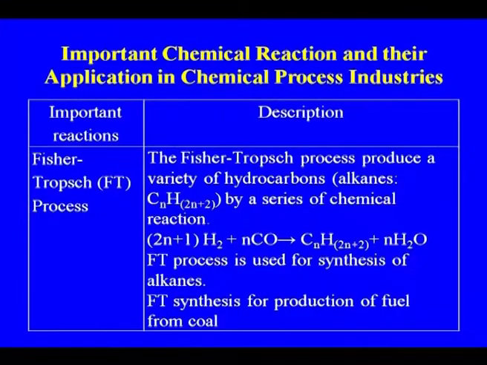These are some of the important chemical reactions that we come across in the chemical process industry, for example the Fischer-Tropsch process. The Fischer-Tropsch process produces a variety of hydrocarbons, alkanes, by a series of chemical reactions. The FT process is used for the synthesis of alkanes, and FT synthesis for the production of fuel from coal has become very important, because in many places we are now using coal for the production of synthesis gas, and from synthesis gas to fuel and other value added products and chemicals.